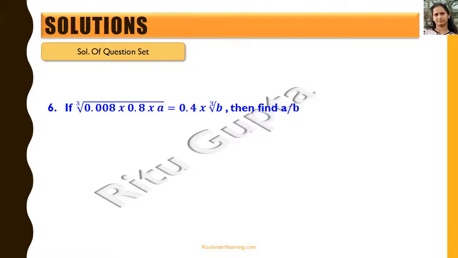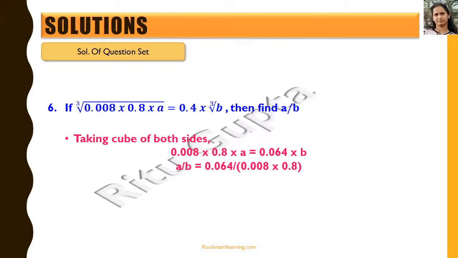Now if this expression is given, we need to find out the value of a by b. So since we see a cube root both on the left hand side and the right hand side, we'll first take cube of both the sides of this equation. We get 0.008 into 0.8 into a is equal to 0.064 into b. Now we can simply take b to the left hand side and the remaining part of the left hand side to the right hand side. We get a by b is equal to 0.064 divided by 0.008 divided by 0.8, and that gives us a by b is equal to 10.